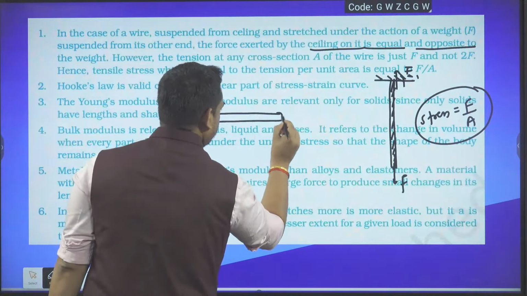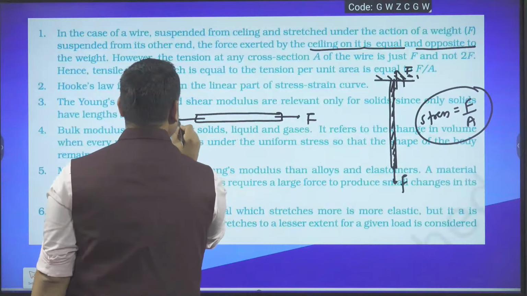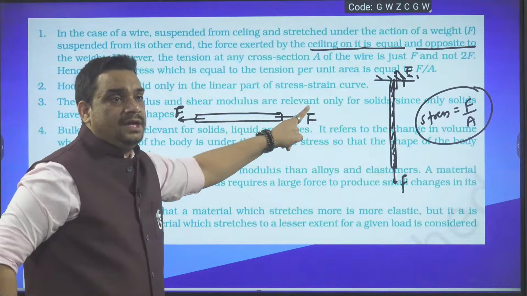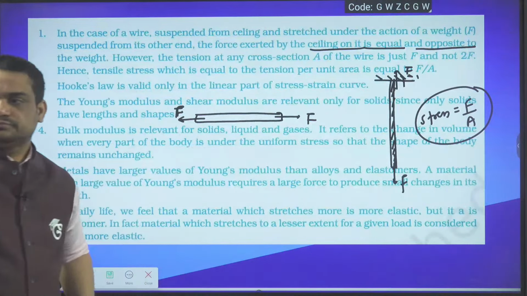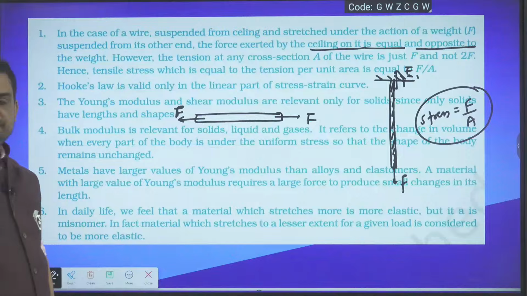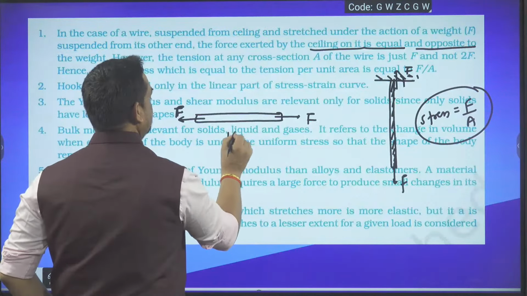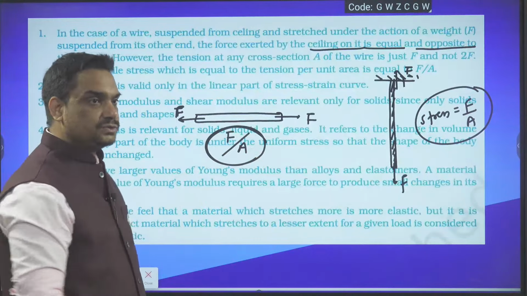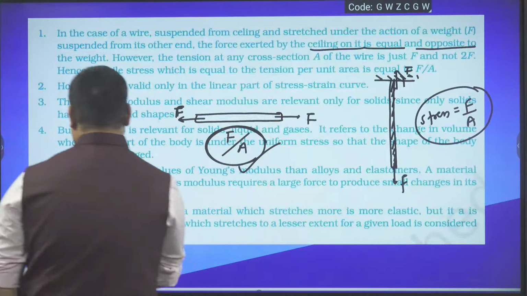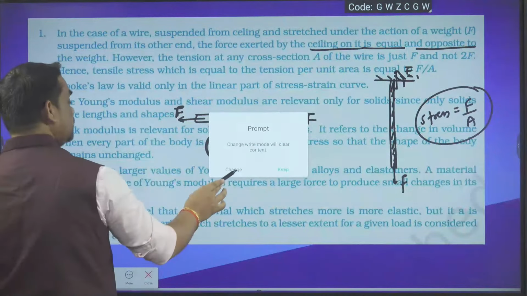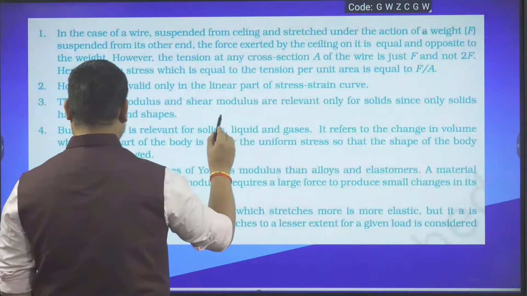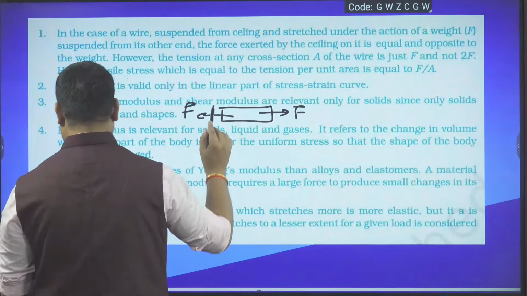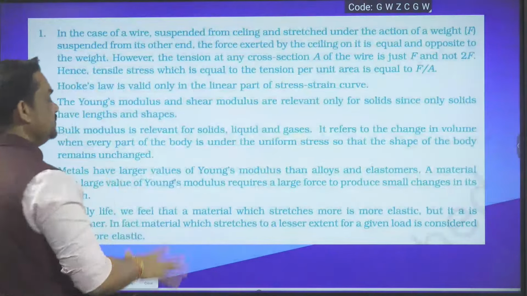Like this, I give you another case. Tell me, in this case also, F and F. What is the stress in this case? In this case also, stress will be simply force by area. Here also you will take stress as force by area. Clear? That is the meaning of this first point. But people say, sir, in this case net force becomes 0. This force is F, this force is F, so net force is 0, no stress. But here the force is F and stress is F by A.